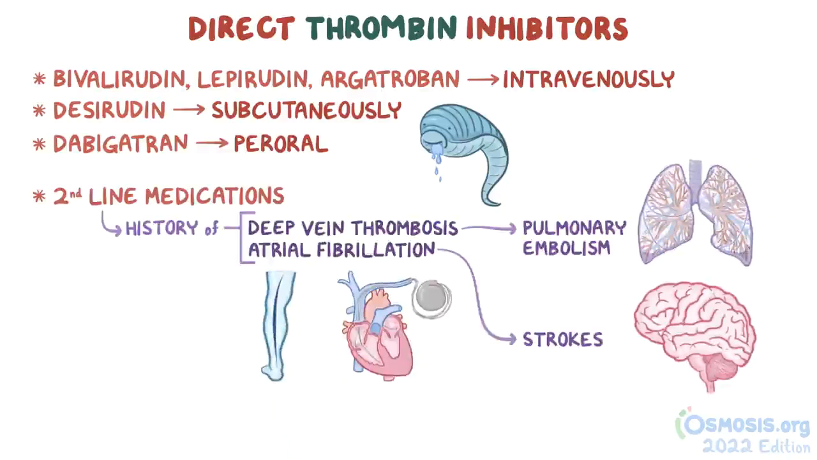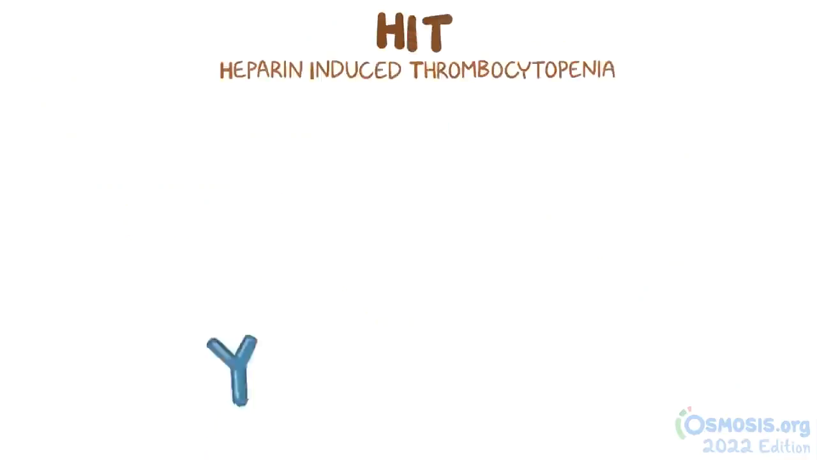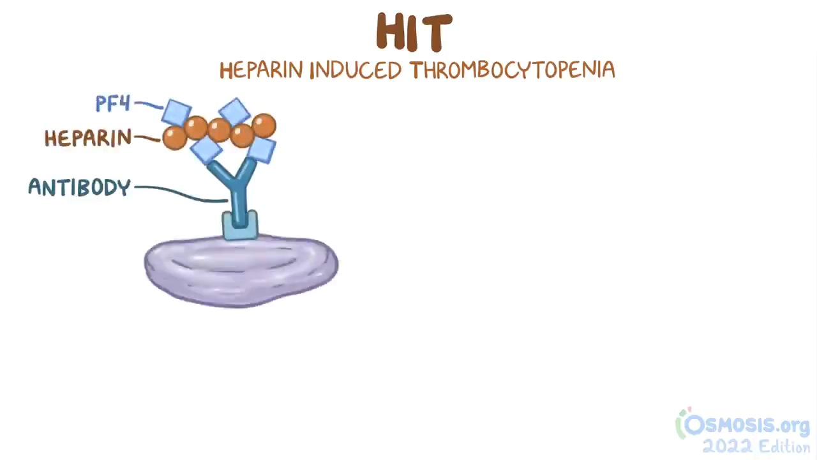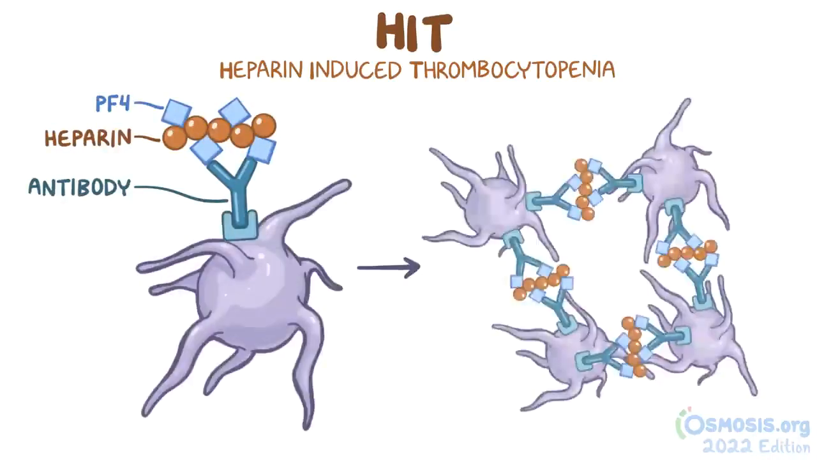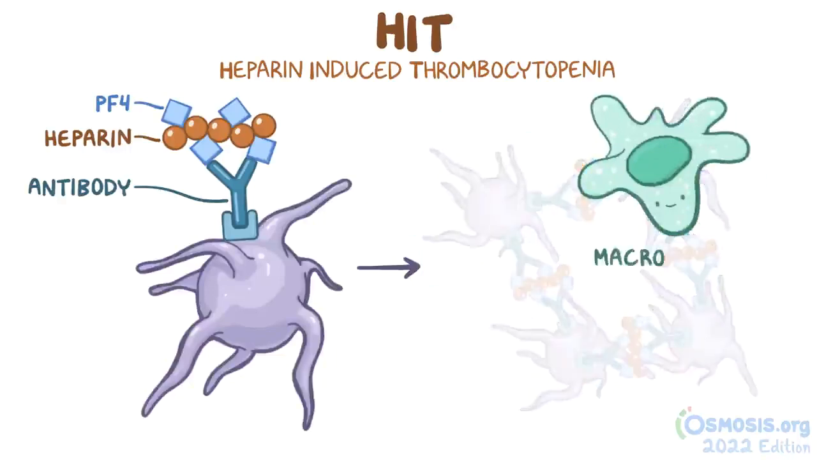Direct thrombin inhibitors are especially useful when heparin causes an adverse reaction called HIT, or heparin-induced thrombocytopenia. HIT occurs when some people produce antibodies, which bind to heparin bound to a protein on the surface of platelets called platelet factor 4. The complex antibody heparin platelet factor 4 leads to platelet activation and aggregation, hence thrombosis. There is also destruction of platelets by cells of the spleen called macrophages, resulting in a low platelet count.